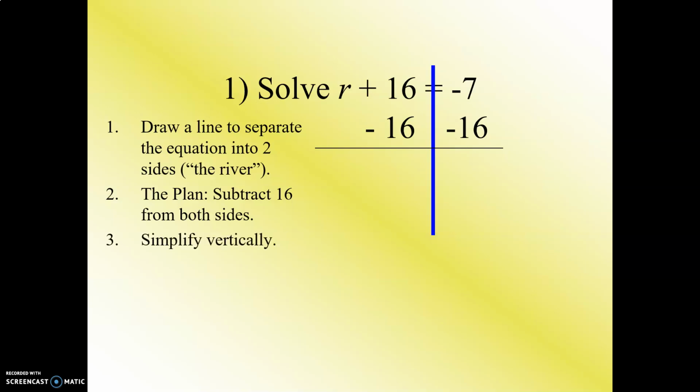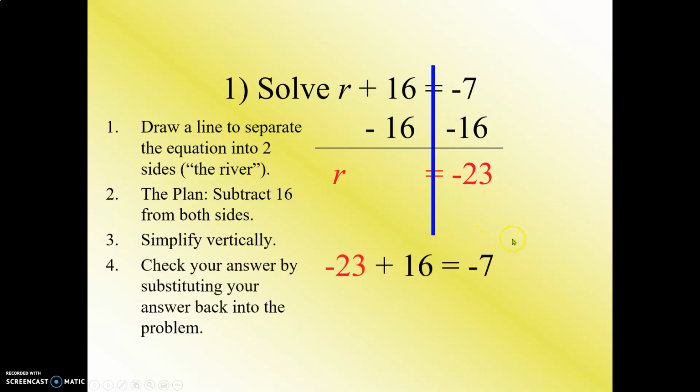Subtract 16. Simplify both sides vertically. That 16 minus 16 becomes 0. We don't have to write it. It disappears from the left side, and we're left with just the R. And negative 7 minus 16 gives us a negative 23 right there.